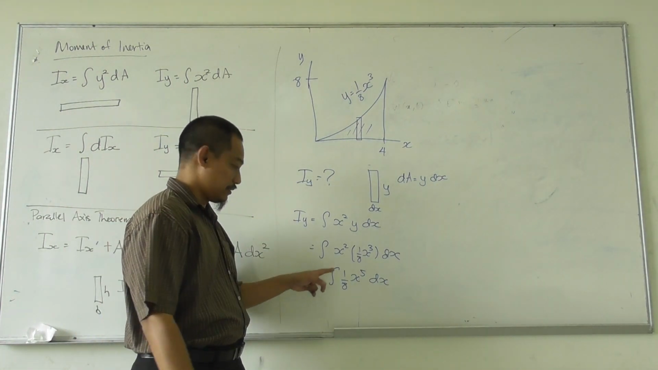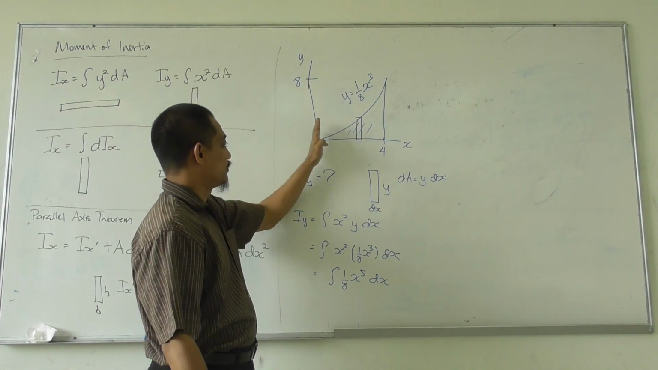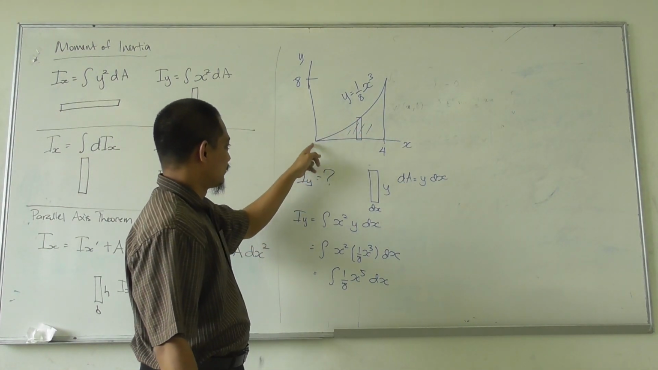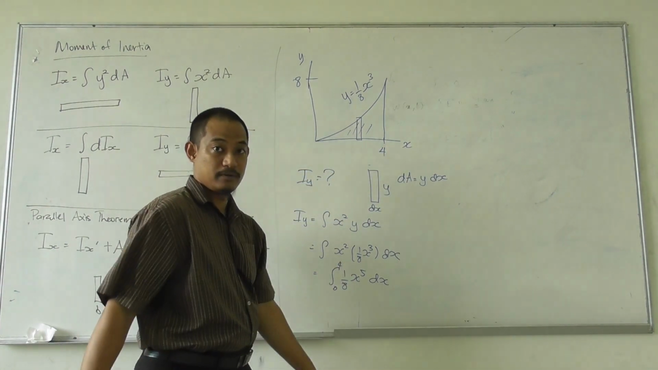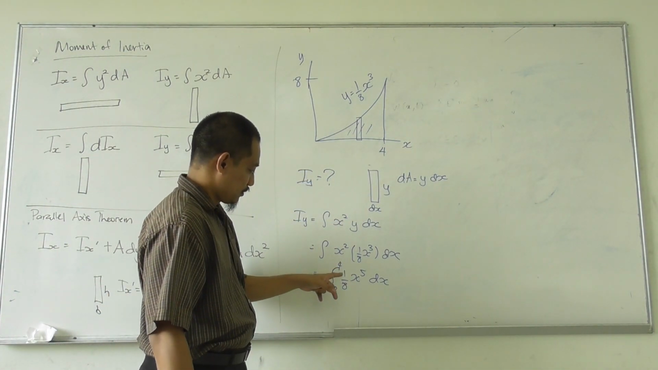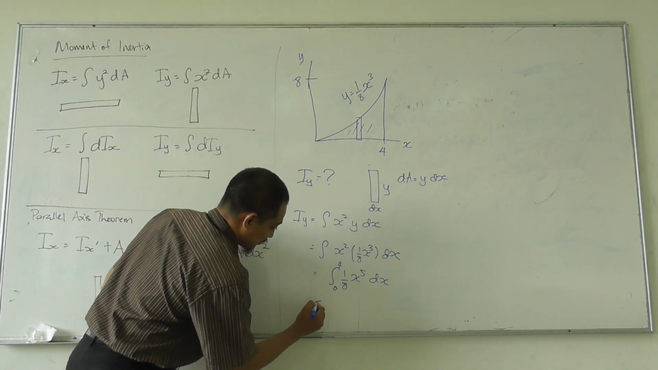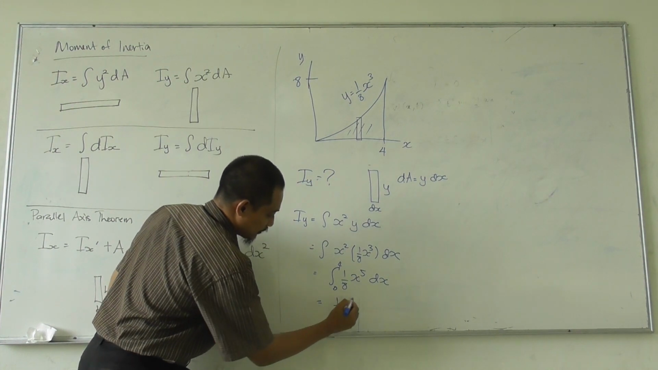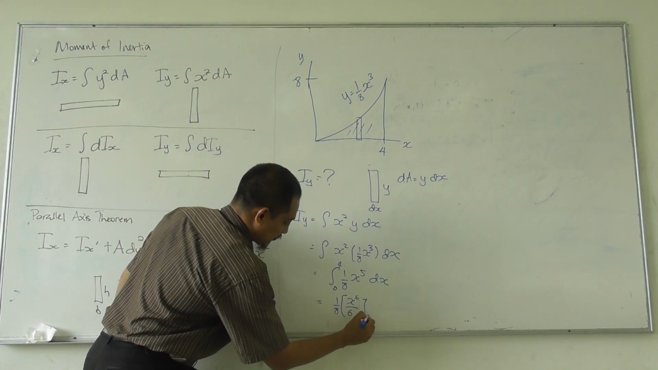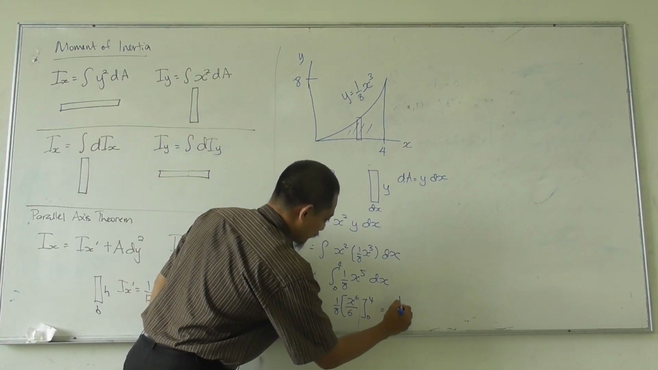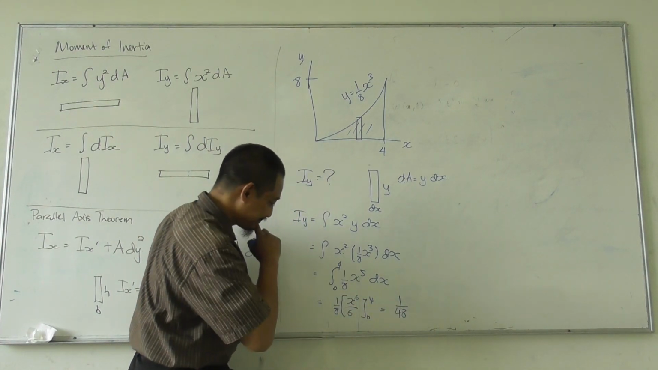Now, what is the limit? Hope you understand when we chop the element like that, the first element is here, meaning 0, and the last element here will mean 4. So from 0 to 4, 1/8 x to the power 5 dx. If we integrate this one, we take 1/8 out, so we get x to the power 6 over 6, from 0 to 4, meaning 1/8 times 6 is 48.